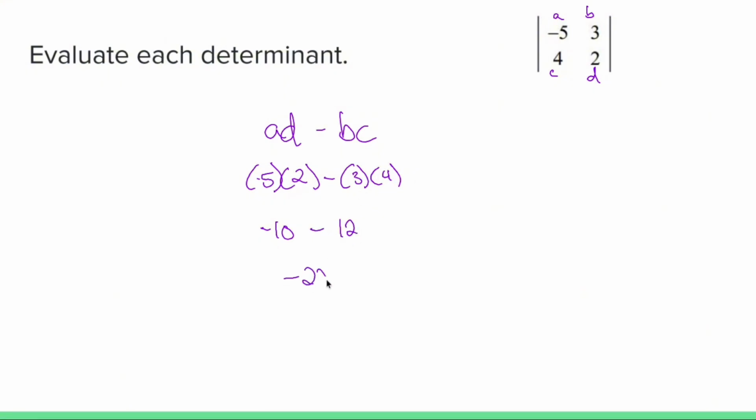You become negative 22. The Taylor Swift special, but the anti-Taylor Swift special. The anti-hero. Oh, how fun is that? It all comes around with Taylor Swift.